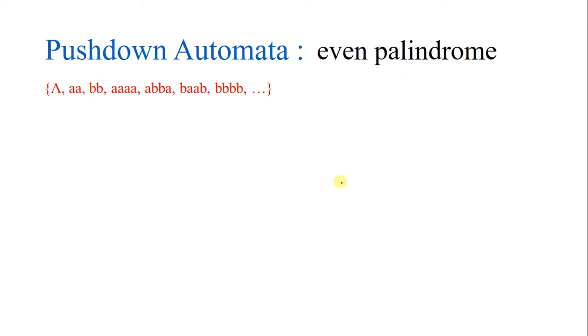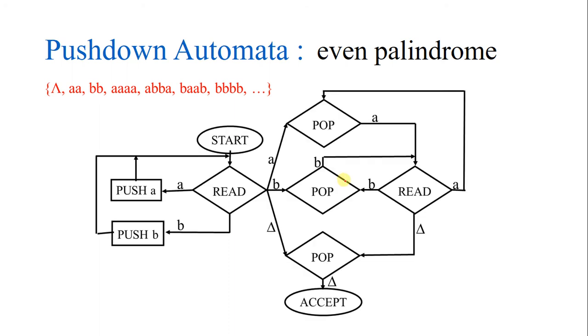So this is a PDA for even palindrome. Here it is non-deterministic, so you need to be careful to understand when the center is approaching. Let's say we have the string abab aaba. This is a palindrome, so it ends at null. Let's pass this on this PDA. We have to be careful that when we reach the middle of the string we need to change our direction.